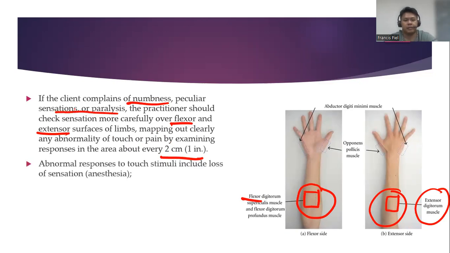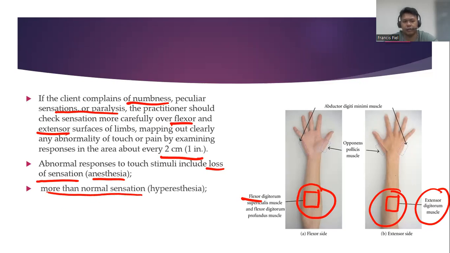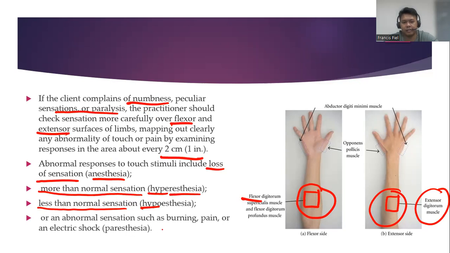Now, loss of sensation is called anesthesia. More than normal is hyperesthesia. Less than normal is hypoesthesia. Abnormal sensations such as burning, pain, or electric shock are called paresthesia. Alright? So, what are our four?